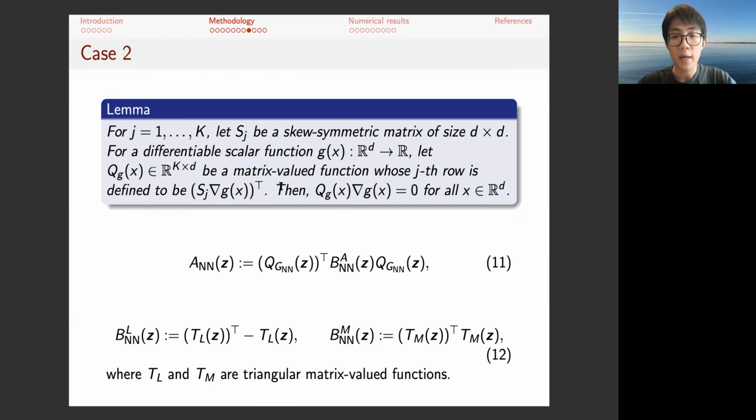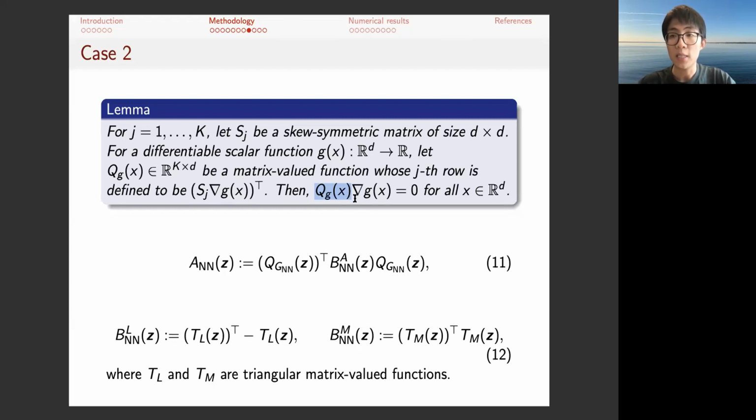Then we will automatically have QG gradient G equal to 0. Basically, this says that when we have a function form for G, we can design a function QG whose kernel contains gradient G. However, if we use this QG directly as our choice for L and M, for example, we have the energy function E for this G, and we use QE directly as our candidate for L, which has to be orthogonal to gradient E.